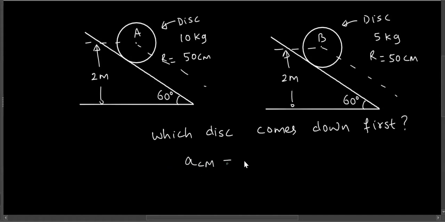2/3 g sin theta. Now, does it depend on mass? No. So which disk will come down first? Both will arrive at the same time. You understand that this question can be asked conceptually. Both arrive at the same time.